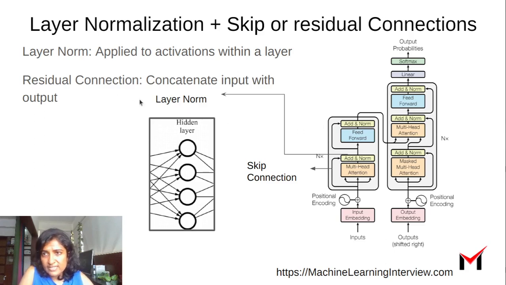Then there is also the residual connection. What we see here is this skip connection. The input is directly bypassing the multi-head attention and going to this block, right? That's a skip connection, where we take the input to the multi-head attention and add it to the output, right? And we'll see why we need this in other videos.